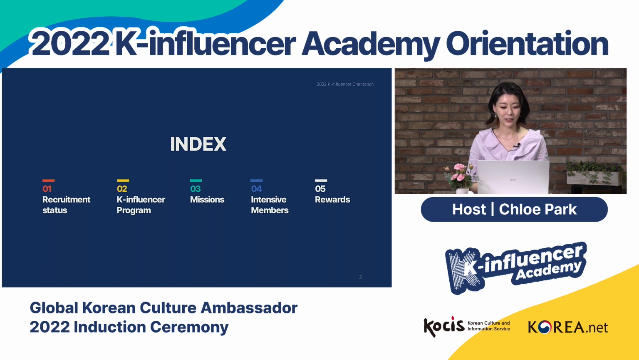So there are 5 parts. The first part is about the recruitment status. Who applied for this year's K-Influencer Academy? Which countries? What language do they speak? How many members? The second part is about our K-Influencer program. What kind of assistance or training we give to our K-Influencers is going to be the main focus of the second part. And the third part is missions.